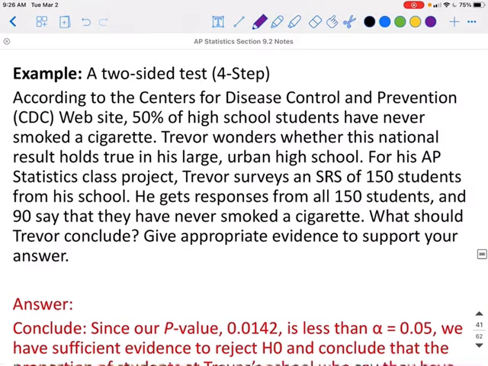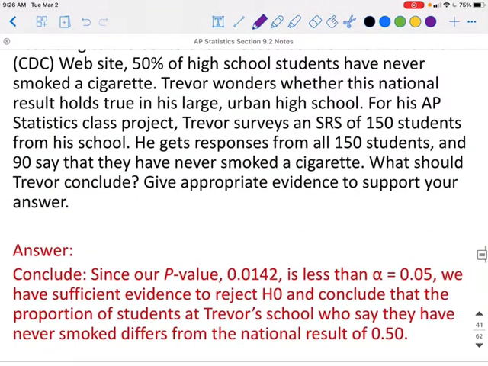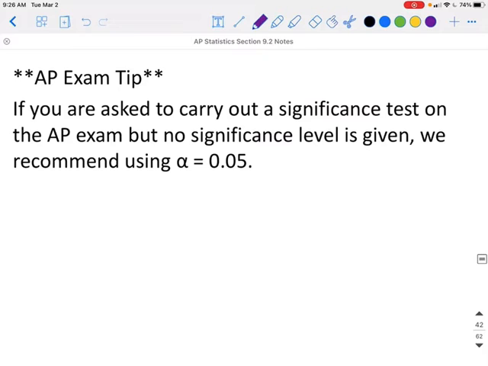Now we need to write our conclusion. Since our p-value of 0.0142 is less than the alpha level of 0.05, we have significant evidence to reject the null hypothesis and conclude that the proportion of students at Trevor's school who say that they have never smoked differs from the national result of 50%. When you go to take your AP exam, if you are asked to carry out a significance test but they don't give you a level, I recommend that you use alpha equals 5%.